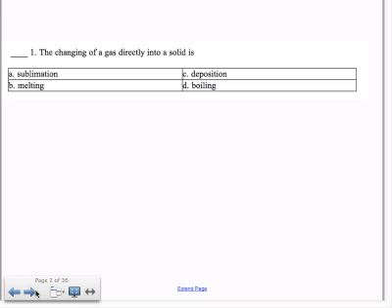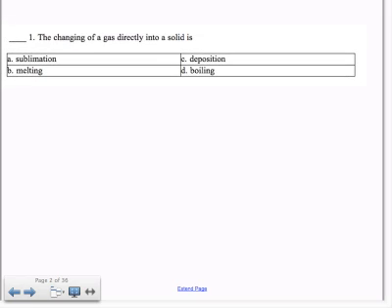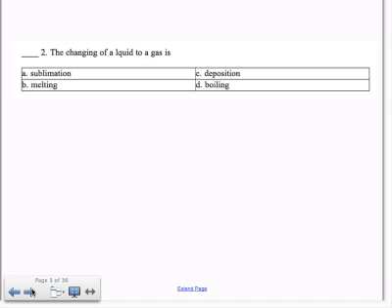So you need to know the names of your phase changes. Gas directly to solid is called deposition. There are 6 types of phase changes, and you need to know all those names. Liquid to a gas is boiling, or it is also sometimes called vaporization. Either one of those would be correct.